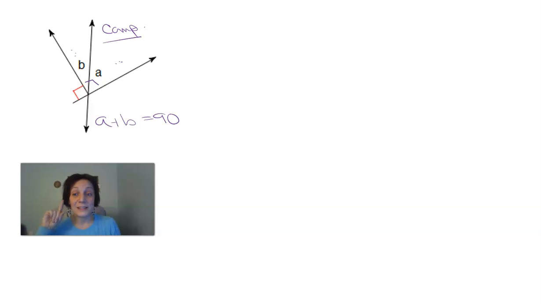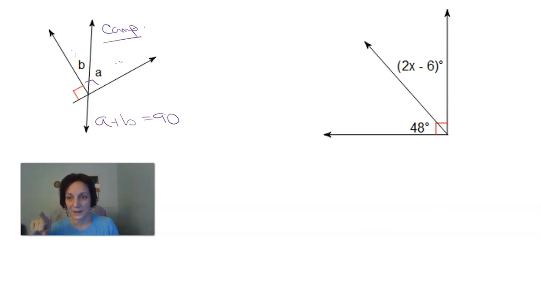Now, look at this next problem. It's got algebra in it. Looks funky, but it's the same thing. Look at that. I still have a right angle, and the two angles that I'm interested in are just like A and B. They're the two angles that make up that right angle. This problem is exactly the same as this problem. The only difference is how the angles are labeled. They're labeled in what looks like a more complicated way.